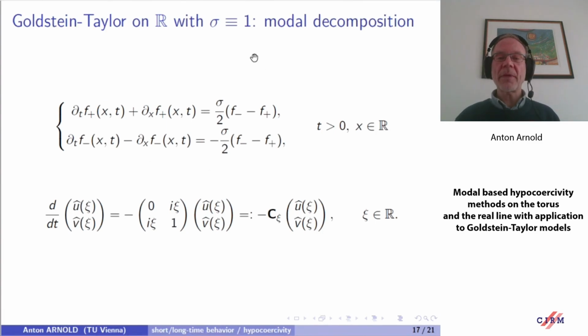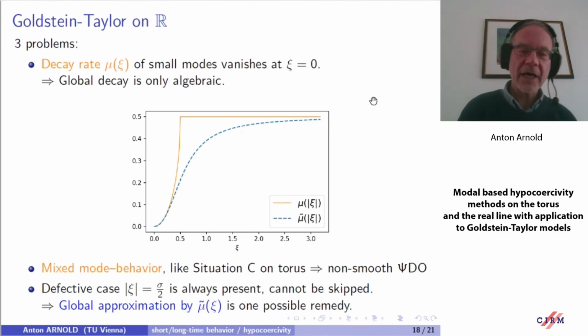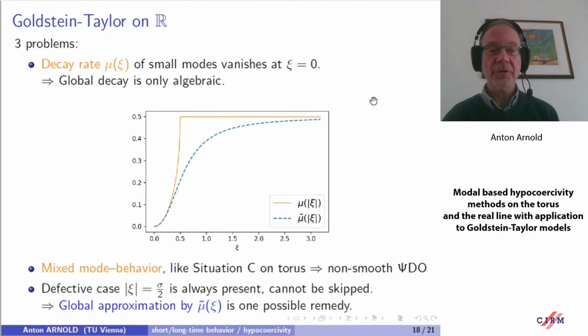And here, for the moment, I will only talk about a constant relaxation rate 1. So here's again the Goldstein-Taylor equation. Now on the real line, I introduce U as the mass density and V as the flux density, and I Fourier transform the system. It looks like in the torus case. The only difference is the modal number psi is now a real index. So compared to the torus case, there are now 3 problems that we should consider.